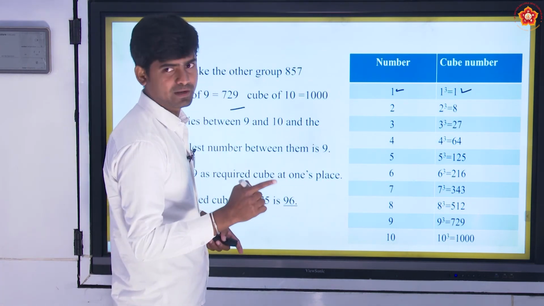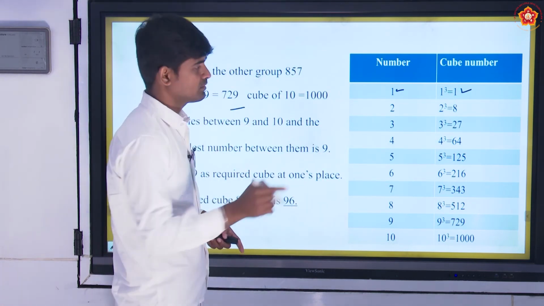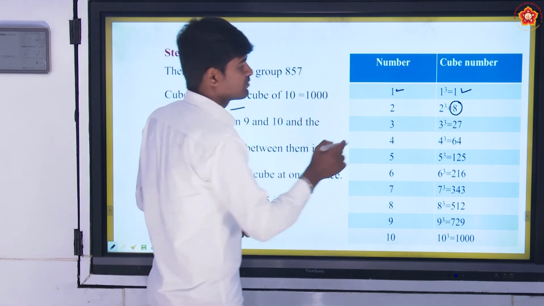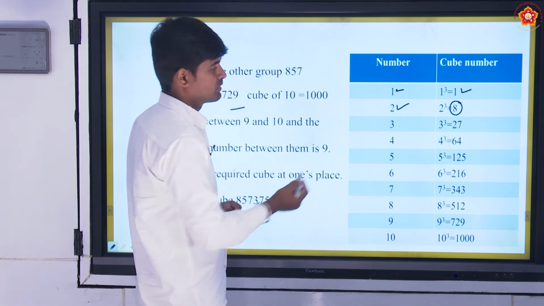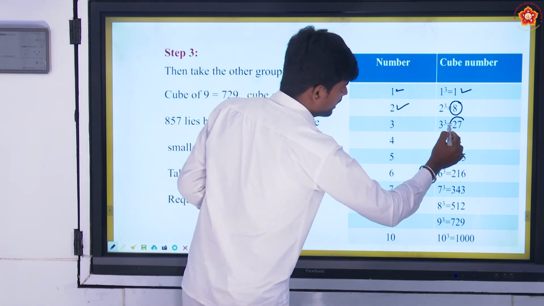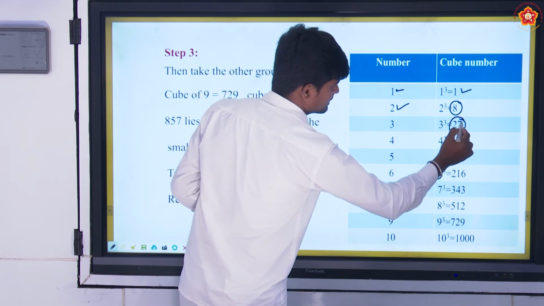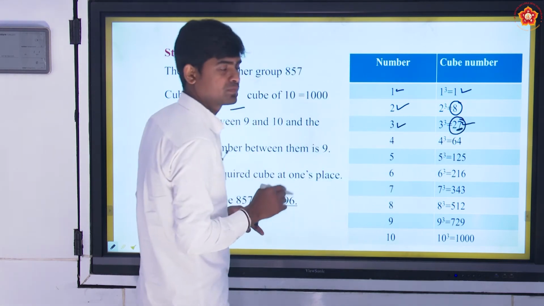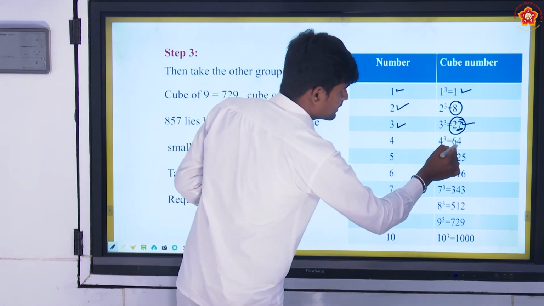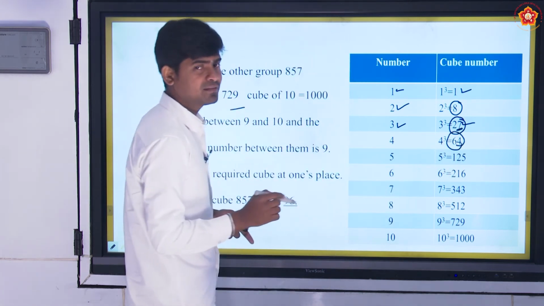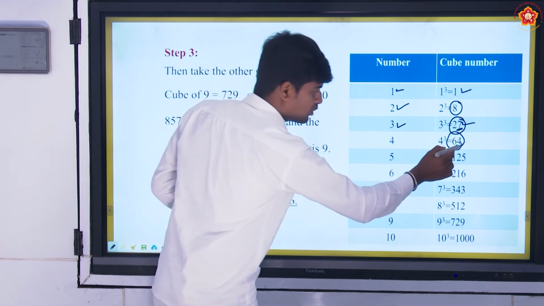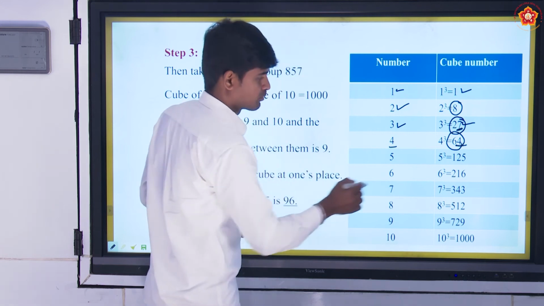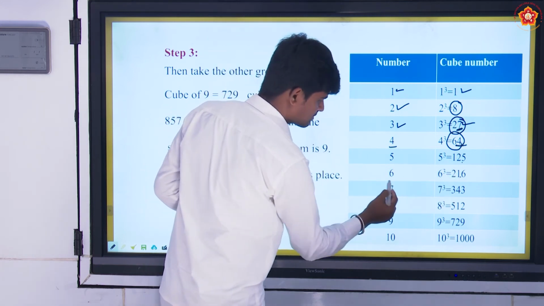If the unit digit of a cube number is 8, its cube root ends with 2. If the unit digit of a cube number is 7, its cube root ends with 3. Next, see, the cube number with 4 at the unit place. The cube numbers ending in 4, 5, 5, 6, 6 behave the same.